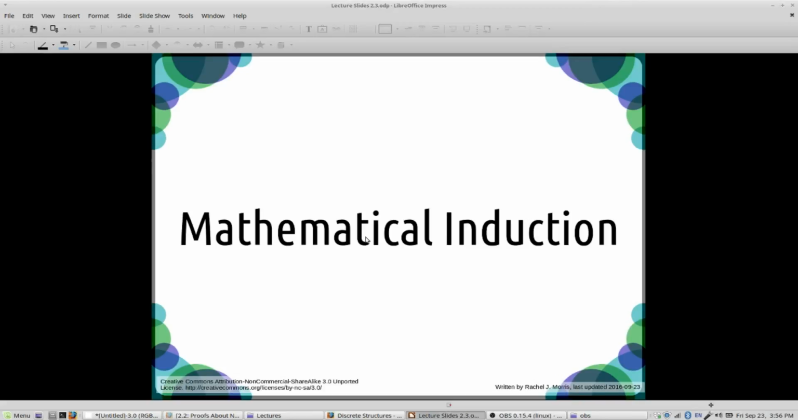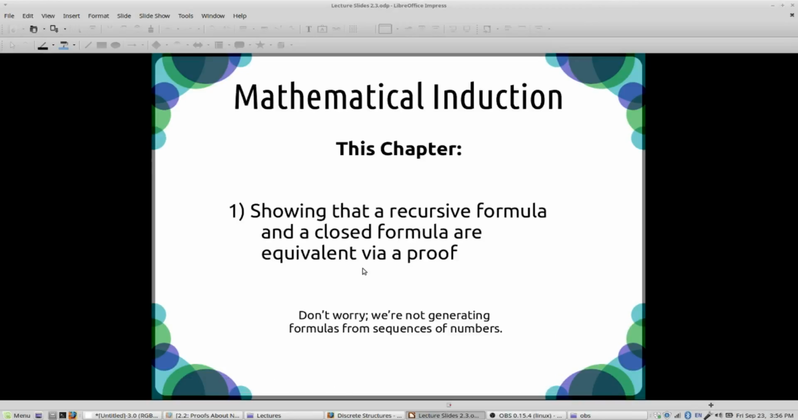Chapter 2.3 is on Mathematical Induction. For this chapter we're doing more proofs, but this time we're showing that a recursive formula and a closed formula are equivalent. But don't worry, we're not generating formulas from sequences of numbers like in Chapter 1.2.